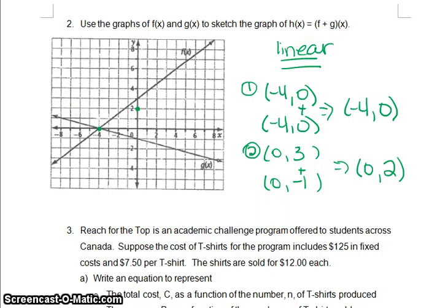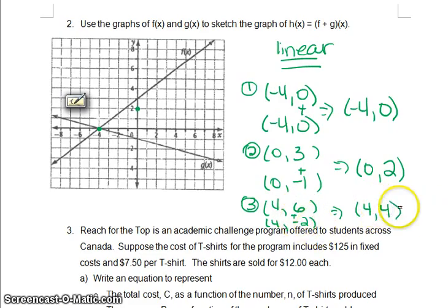And just to be on the safe side, let's grab one more point, and sure, let's grab when x is equal to 4. So for f of x there, we're at 4 and 6. And for g of x, we're at 4 and -2. So adding together your y values, we have the coordinate 4 and 6 plus -2, that is 4. So we're at 4 and 4. When you connect that, that should create a nice straight line.